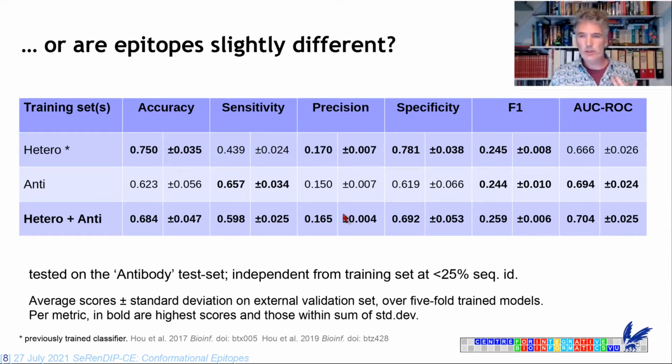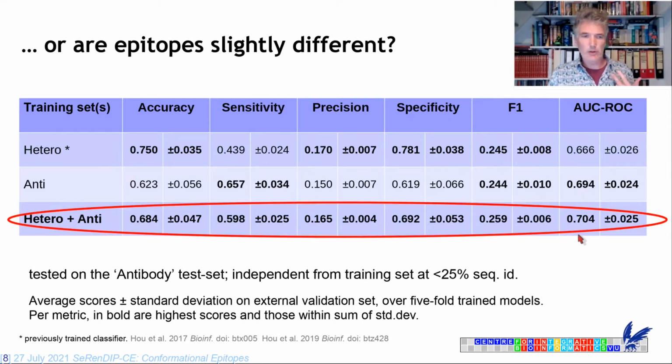Now you can see that the antibody trained predictor already does better, but the combined trained one does best. The antibody trained predictor is probably slightly more specific, and then this one is slightly more generic, and it can take advantage of training on more data, even though not all the data is actually epitope data.